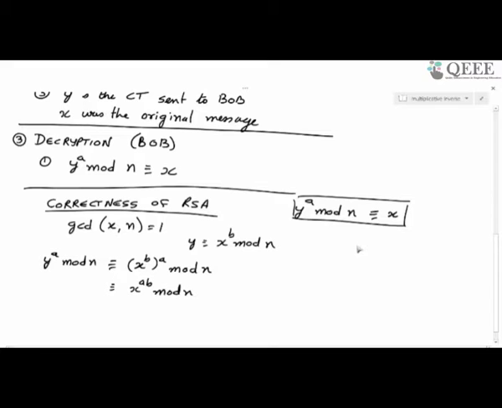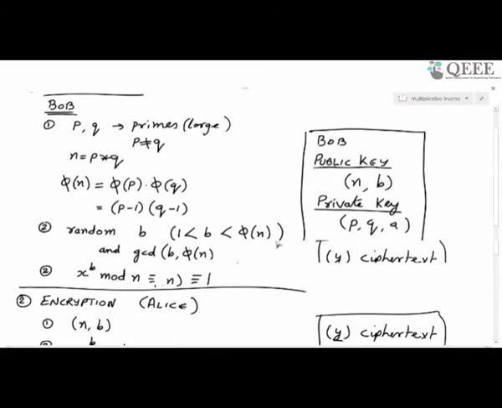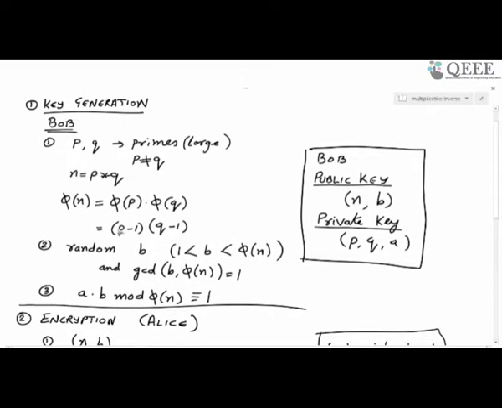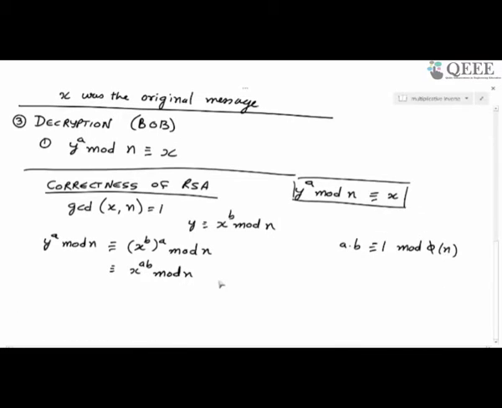Now recollect that a into b is congruent to 1 mod phi of n. Why? Because if you go back to the original way we created this key, we see that we have chosen a, which is the inverse of b, using something like the extended Euclidean algorithm, such that a into b mod phi of n is congruent to 1. And when we see this equation, what we can say is that phi of n divides ab minus 1.